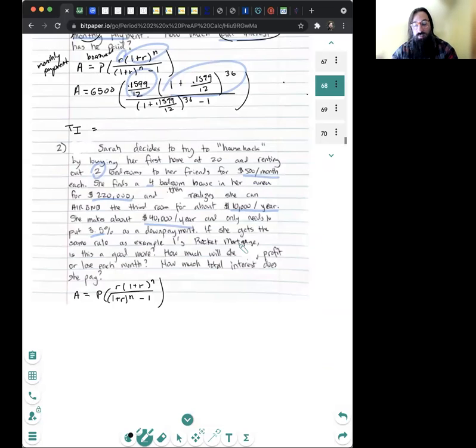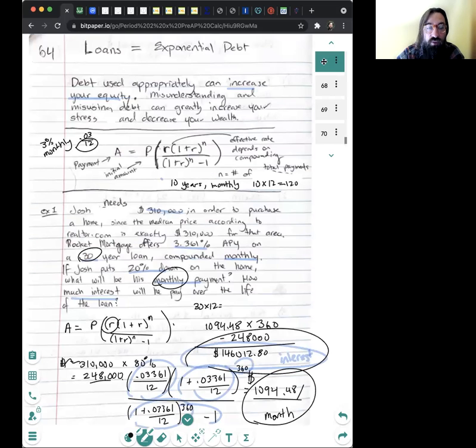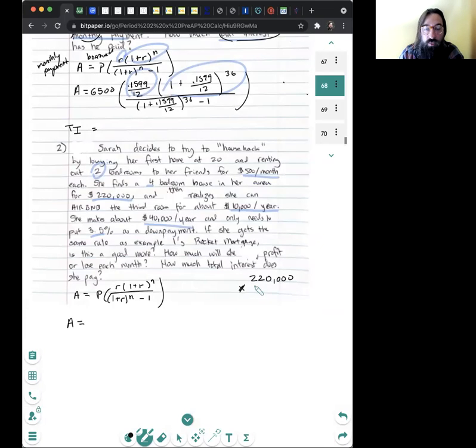The only piece that's going to be different, so again, remember A is our monthly payment, the only piece that's going to be different is the amount borrowed. The home costs $220,000, but she's not borrowing $220,000. And in the previous example, she put 20% down. You only need to put 3.5% down. So we can really think about this as 100% minus 3.5%. That's how much she's borrowing. So what percent would that be?